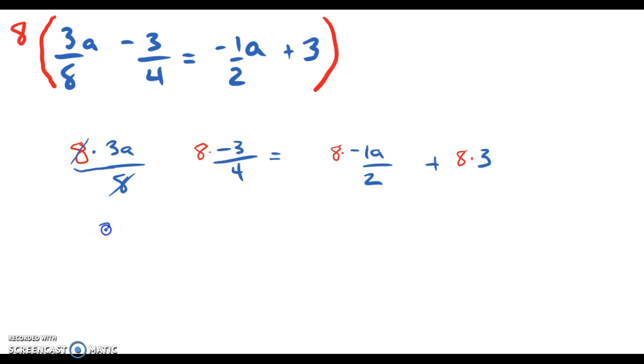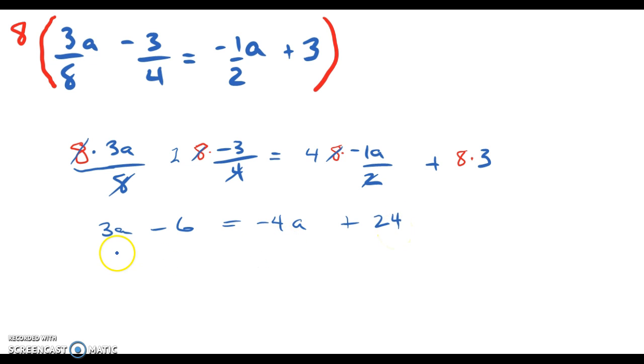So here, the first term, we just have 3a because it canceled out entirely. But now we're going to divide the 8 by 4. And what we have now, 8 divided by 4, is 2. So the 2 is going to remain, and the 2 we're going to have to multiply by the negative 3 to get negative 6. And now we're going to come over here. We're going to divide the 8 by the 2 again, and we get 4. So 4 times negative 1a is negative 4a. And voila, no more denominators. Now we can just solve these like we're used to.